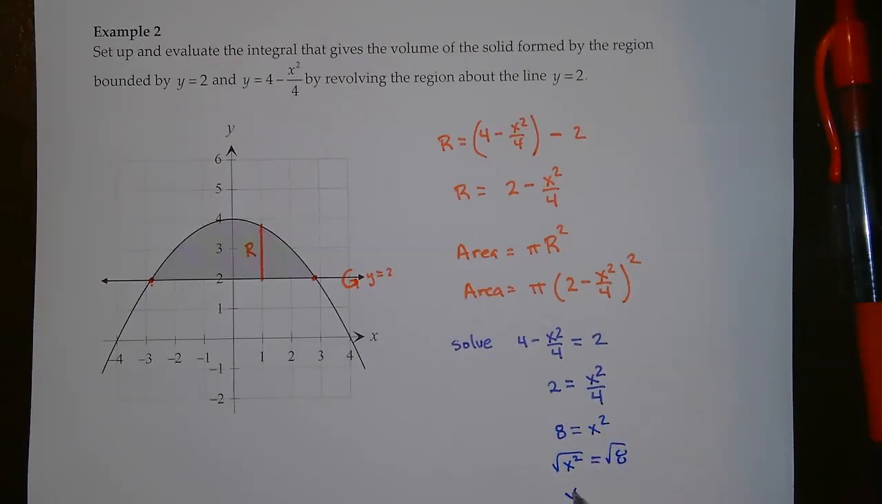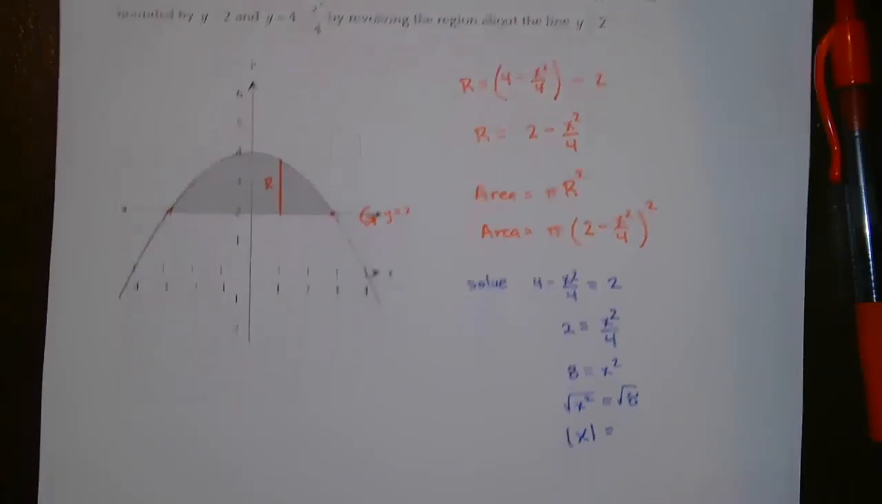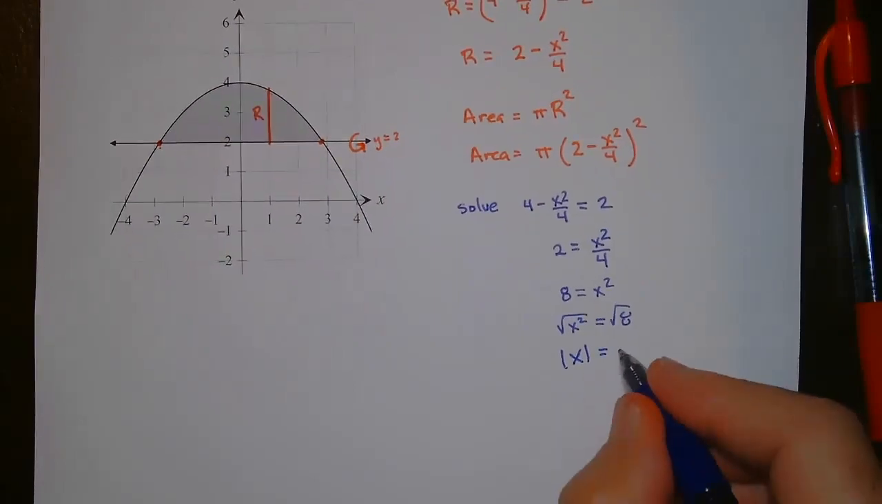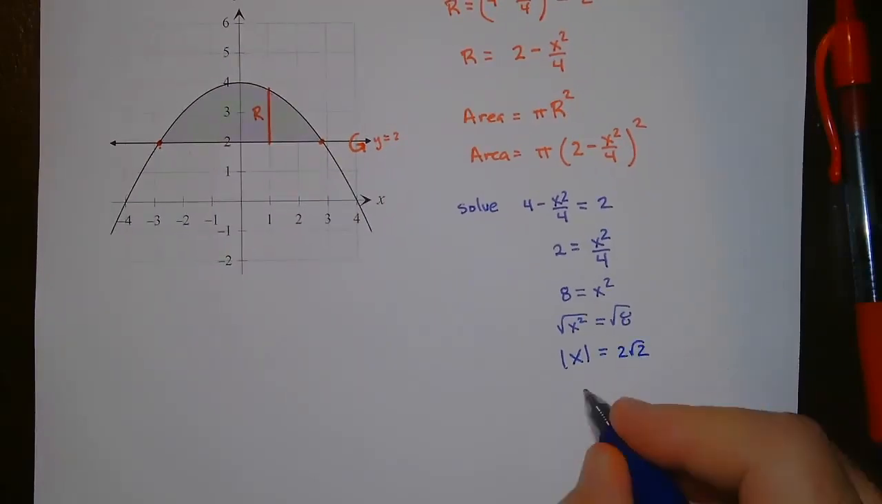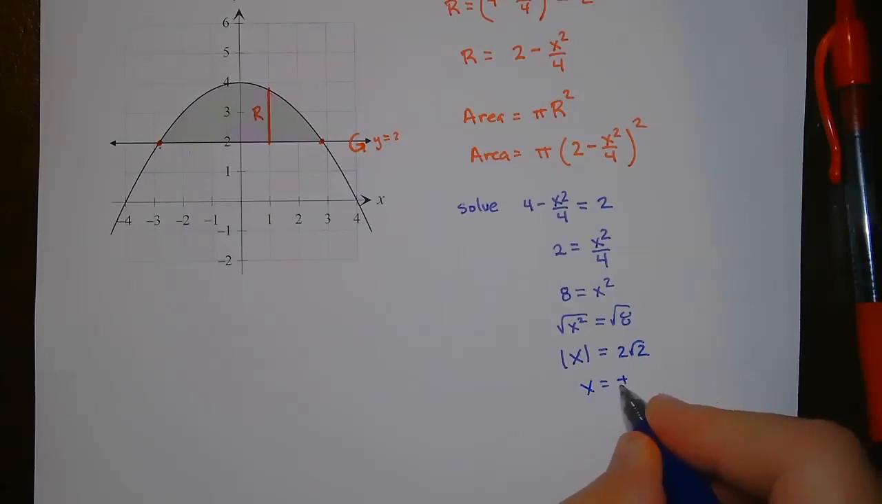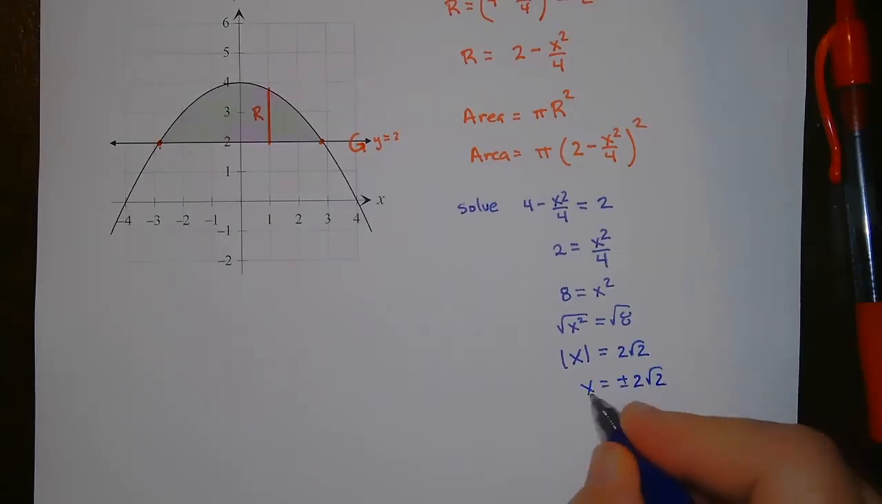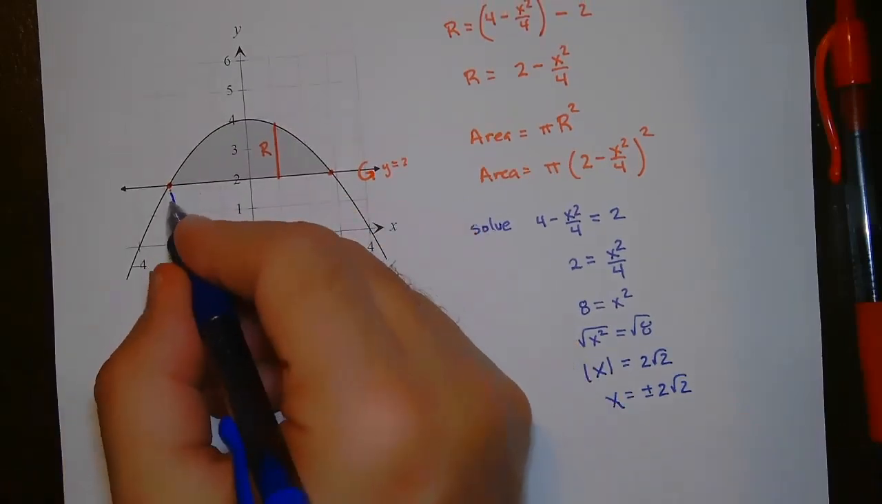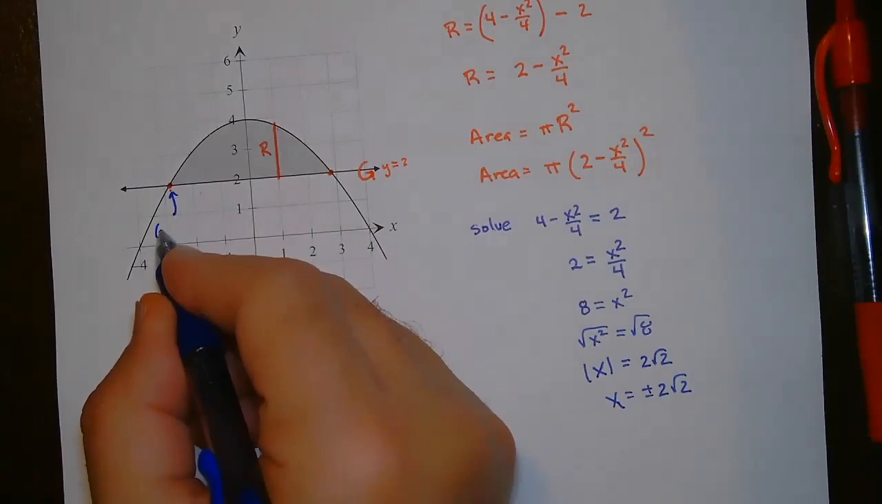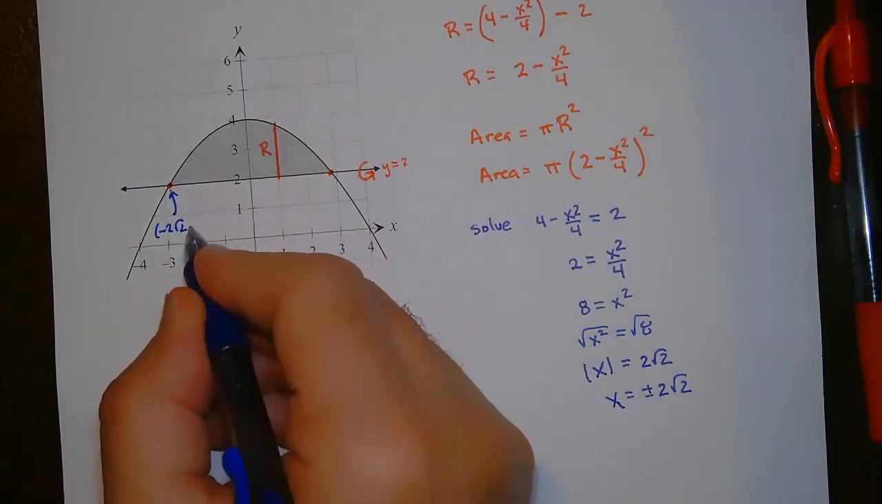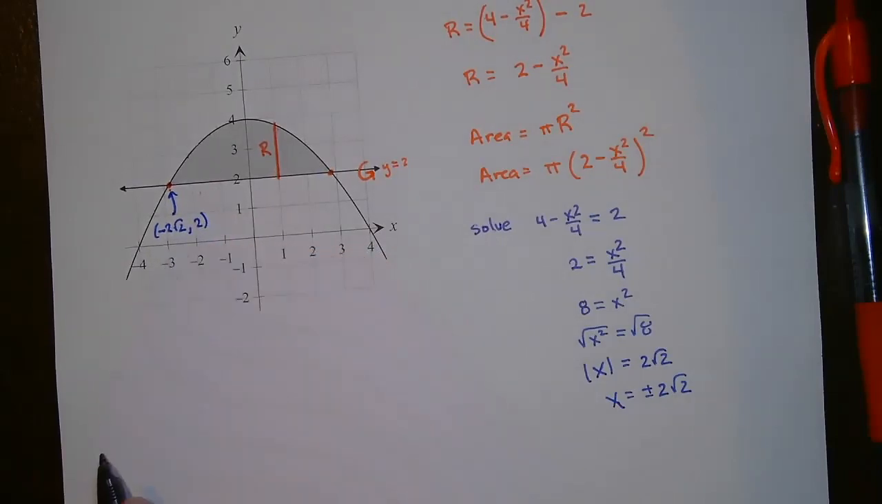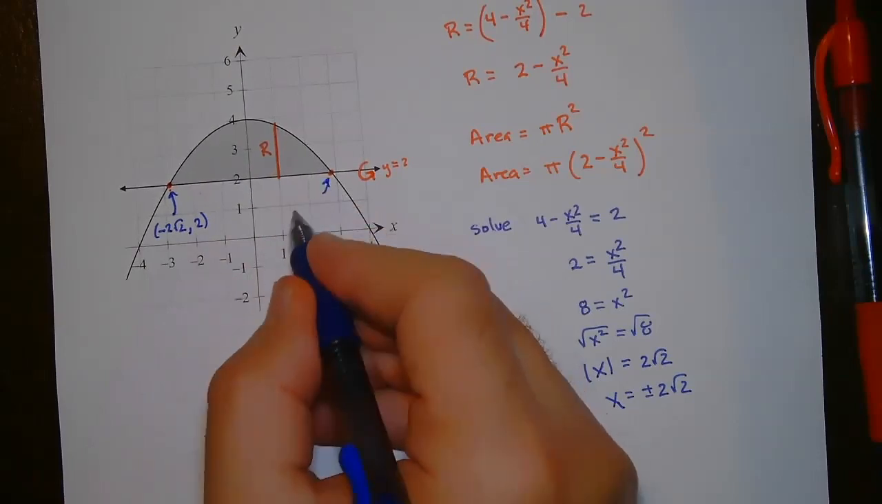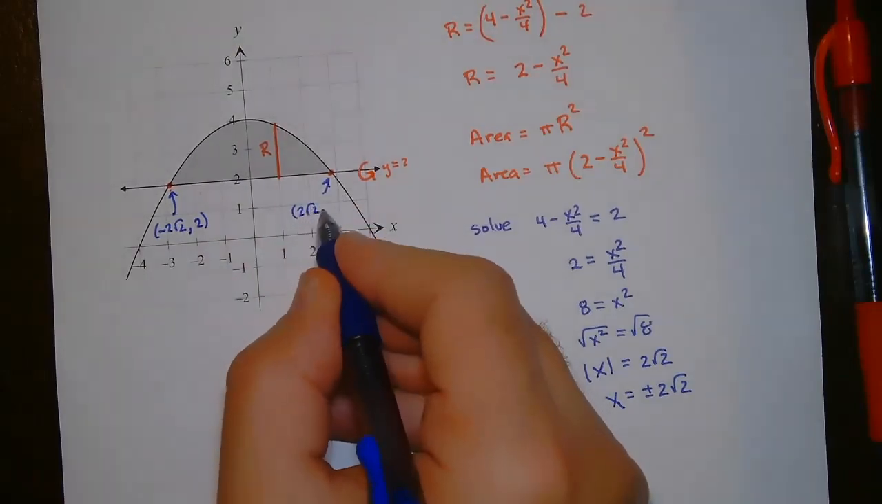And so x, this comes out to be the absolute value of x is equal to the square root of 8, which would be 2 square roots of 2. So x is equal to plus or minus 2 square roots of 2, okay? So I know that the location of this point is negative 2 square roots of 2, comma 2, because the y is 2. And this one is 2 square roots of 2, comma 2.